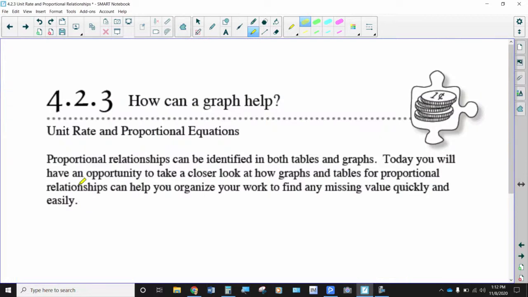Now, it's helpful at least to identify that these situations are proportional in nature. So let's continue with looking through problems and identifying whether and why these situations are proportional. So proportional relationships can be identified in both tables and graphs. Today, we will have an opportunity to look closer at how graphs and tables for proportional relationships can help you organize your work to find the missing value quickly and easily.